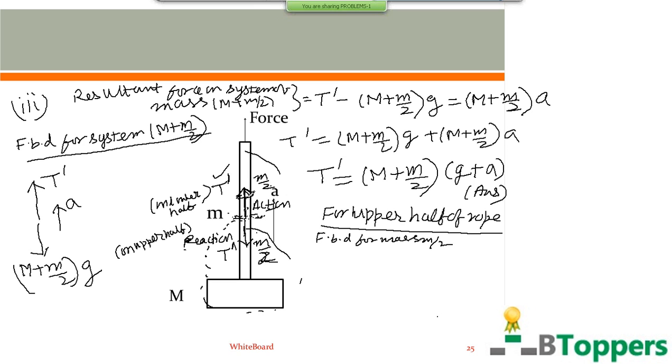So it should not be shown in the free body diagram for the system. This reaction force shown in the figure, this T', is the force exerted on the upper half of mass m/2 by the lower half of the rope. So this force acts on the system of mass m/2, that is the upper half of the rope. So this T' must be shown in the free body diagram.